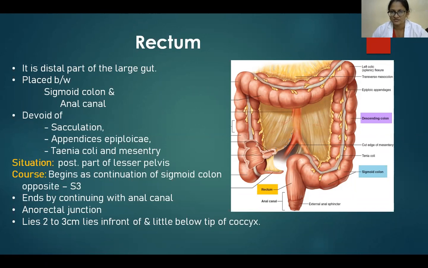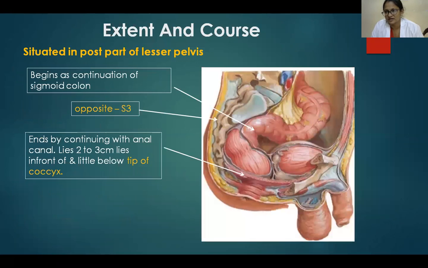The rectum is mainly devoid of tinea coli and appendices epiploicae, sacculations are not present, and the mesentery is also absent in the rectum. It is present in the posterior part of the lesser pelvis. It is the continuation of the sigmoid colon and continues as the anal canal.